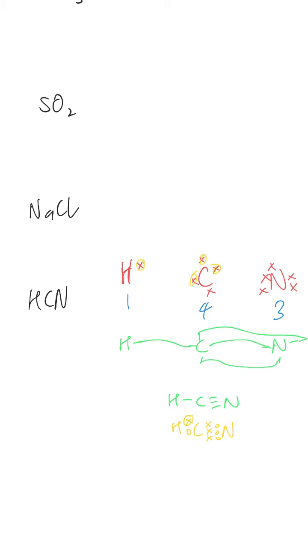That carbon has 1, 2, 3, 4. And then this nitrogen has 1, 2, 3. It's supposed to have 5, so how many do I need to add more? 2. So you need 2 more here. Okay, so therefore it looks something like this. H, C, N. And I really should have flipped those around, but yeah. Okay, so that's that first one, HCN.